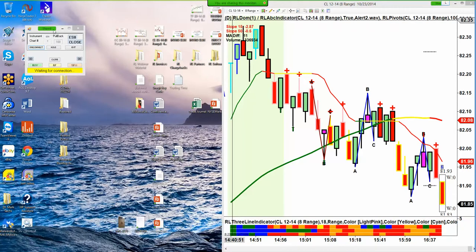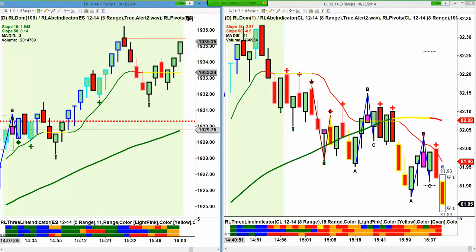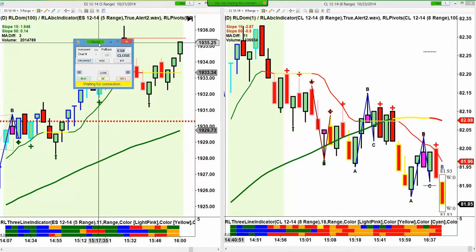Let me move this over here first. And put my ES chart back up. Just waiting for it to connect. Oh, okay. You know what the problem is, the market's not moving, and we have to have market movement for it to connect, which is really a shame. I can't exactly show you how it works in real time.